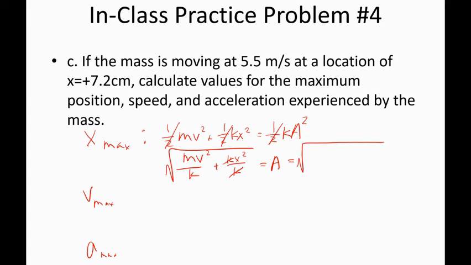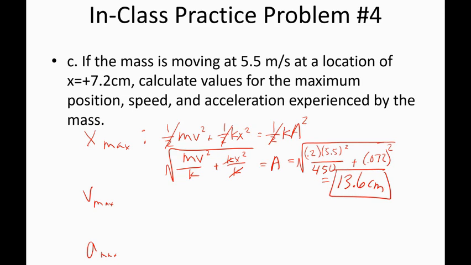So I'm going to end up taking m, which is going to be my mass of my object, which is 0.2, velocity is 5.5 squared divided by my 450 plus my x, which is 0.072 meters squared. And that's going to end up giving me my maximum displacement is 13.6 centimeters. Okay.